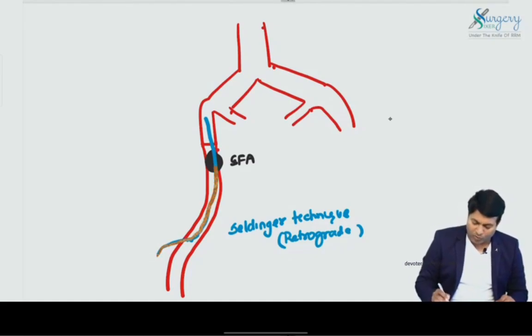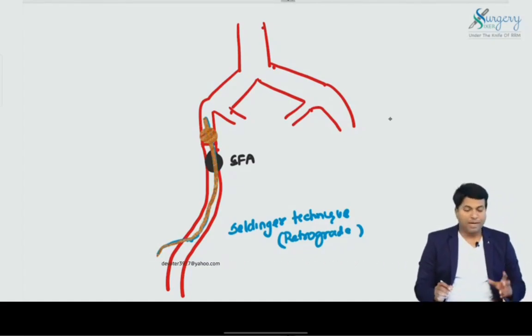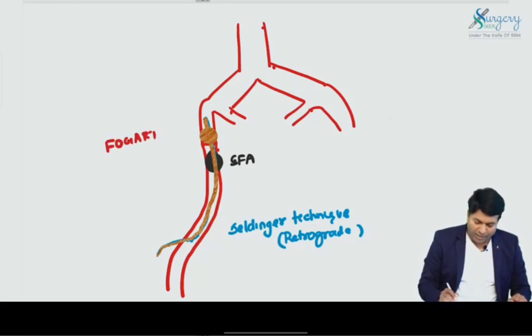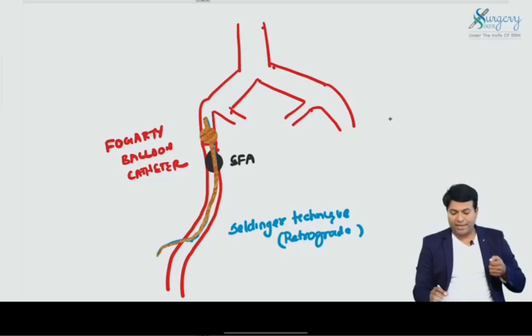What is the name of that balloon? I will pass a balloon. That balloon will be inflated, and now I will withdraw the catheter. That balloon catheter is known as the Fogarty balloon catheter. I will withdraw it back. As I am withdrawing it, I will remove the embolus through a small incision in the artery. This should be done in 4 to 6 hours.